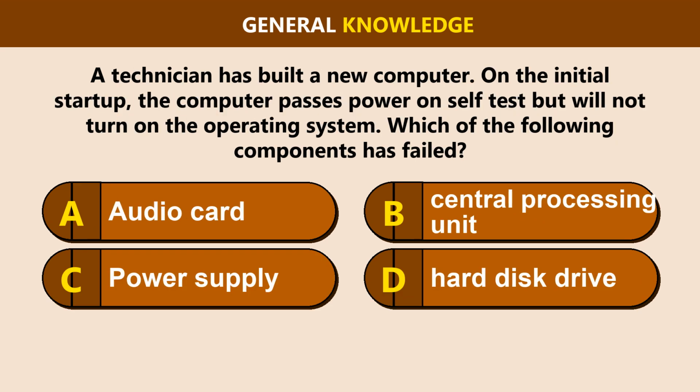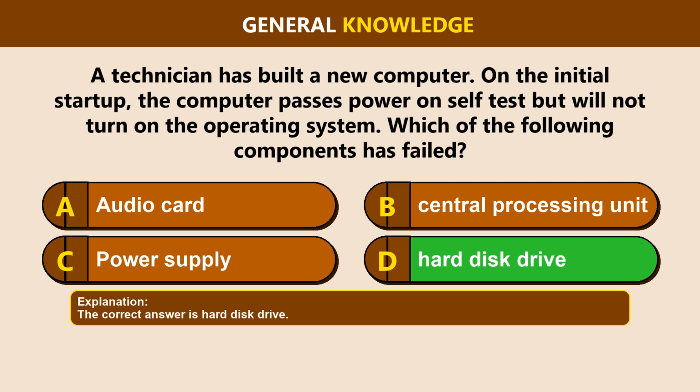Question 50. A technician has built a new computer. On the initial startup, the computer passes power on self-test but will not turn on the operating system. Which of the following components has failed? Option A, audio card. Option B, central processing unit. Option C, power supply. Option D, hard disk drive. The correct answer is option D, hard disk drive.